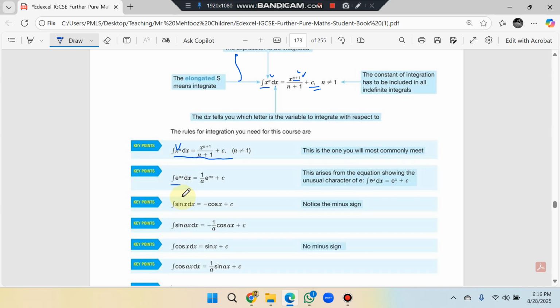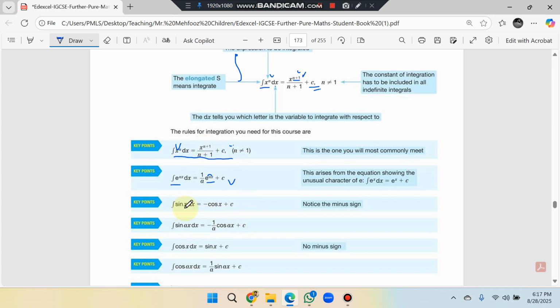Integration for the exponential function, that is e raised to the power ax, has the integration e raised to the power ax divided by a. In the derivative we multiply by the derivative of the variable, but in integration we have to divide by the derivative of this variable. Okay, plus c is as it is. Do you understand the first two key points?